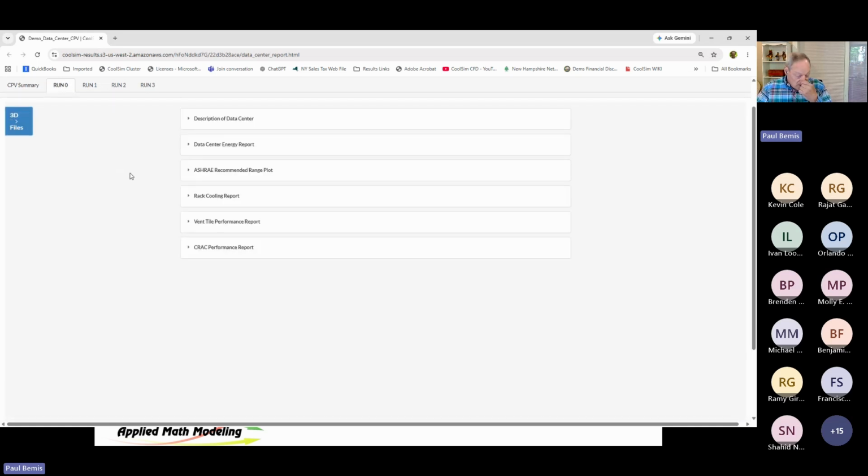So this is what run 0 looks like. You just click on run 0. CoolSim reports always look like this. They consist of 2 parts. Over here is the alphanumerics area. This is where the data is, the alphanumeric data. And over here are the 3D files. So let's first take a look at our energy report.